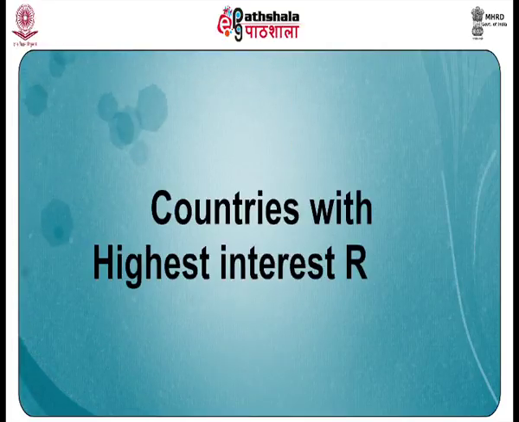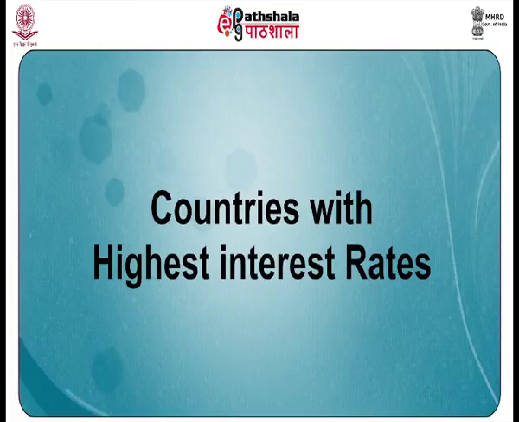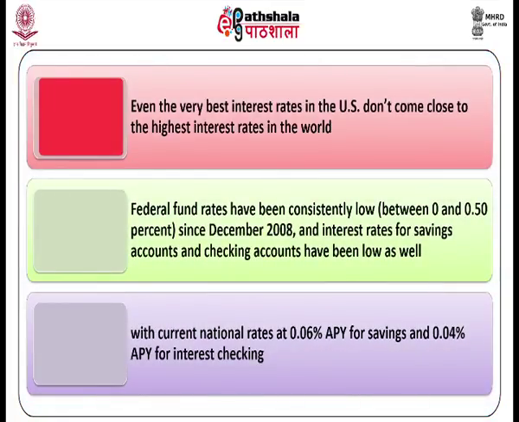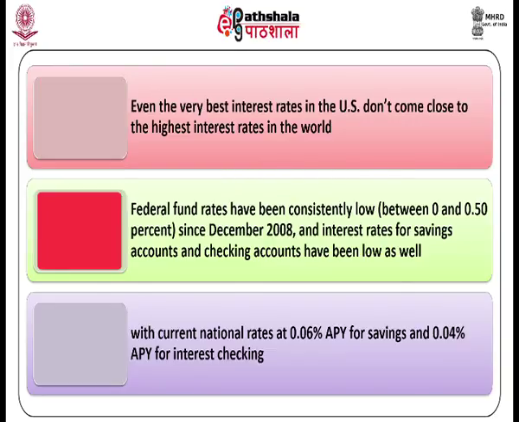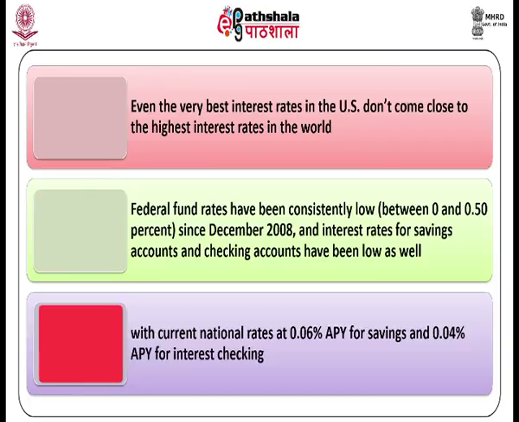Next, we will discuss the countries with the highest interest rates. Even the very best interest rates in the US don't come close to the highest interest rates in the world. Federal fund rates have been consistently low, between 0 and 0.50%, since December 2008, and interest rates for savings accounts and checking accounts have been low as well, with current national rates at 0.06% APY for savings and 0.04% APY for interest checking.